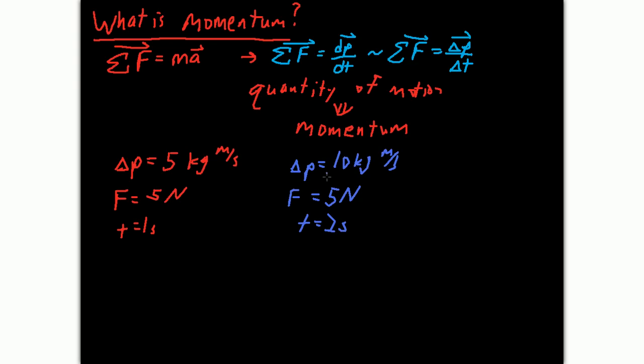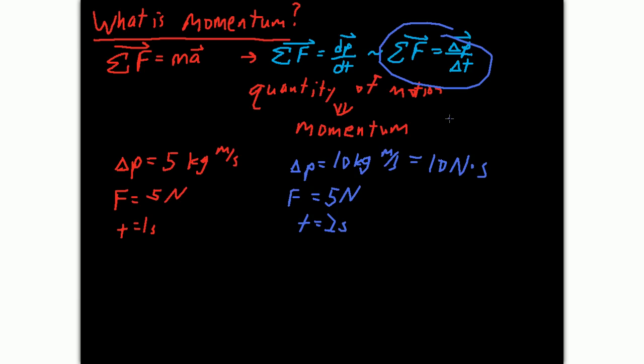So the more you want to change the motion of an object with the same force, the more time you're going to need to do it. Or if you want to do it in the same amount of time, 10 kilograms meters per second in a total of 1 second, you'd need 10 newtons of force. The units for this change in momentum, I wrote it as 10 kilograms meters per second. It could also be 10 newton seconds, and that comes from this up here.